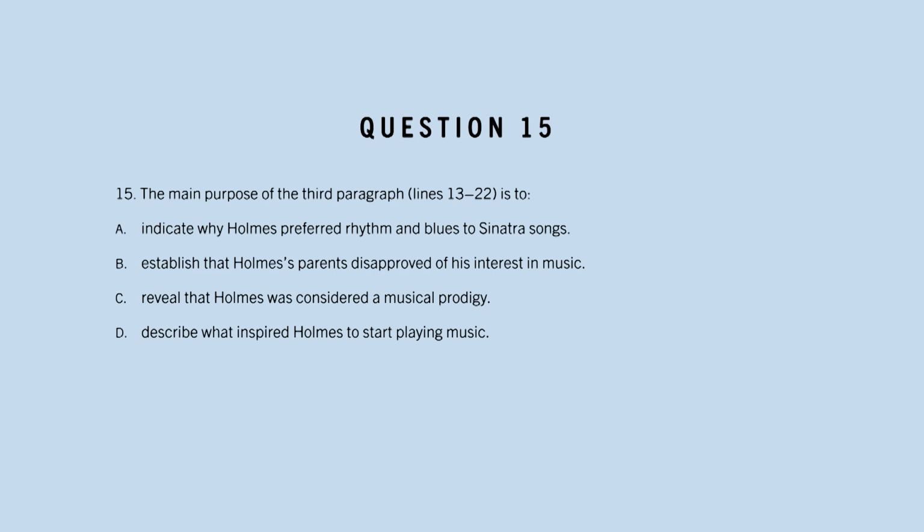Question 15, the main purpose of the 3rd paragraph, lines 13 through 22, is to A, indicate why Holmes preferred rhythm and blues to Sinatra songs. B, establish that Holmes' parents disapproved of his interest in music. C, reveal that Holmes was considered a musical prodigy. D, describe what inspired Holmes to start playing music.